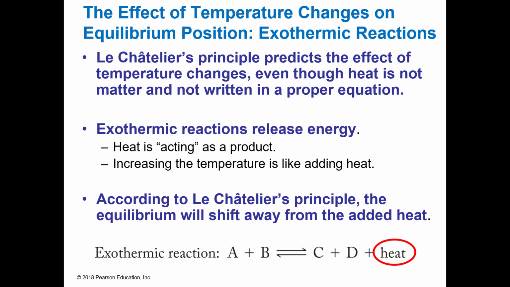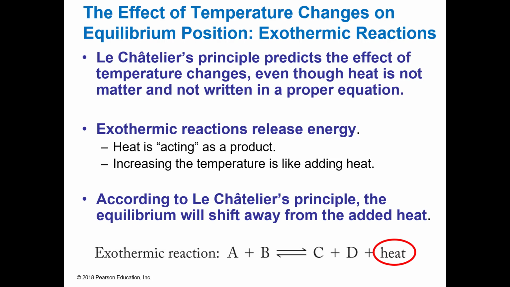When it comes to temperature, some people think it's more complicated than the other changes, but it's really not. The prediction is that, even though heat isn't matter, it can be written in your equation different ways, but you look at it as if it is a product or a reactant. And then you do the push me, pull me like we were talking about in chapter 7.